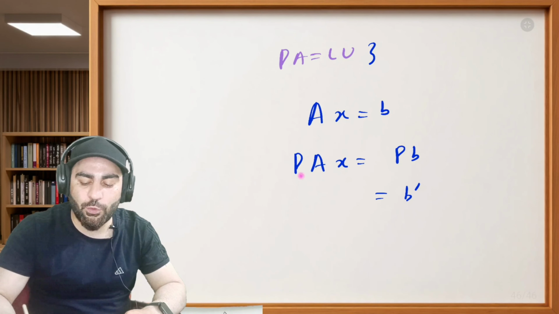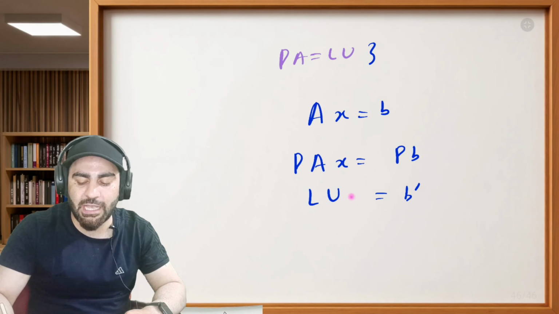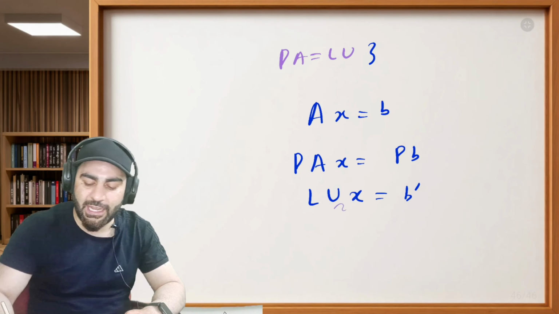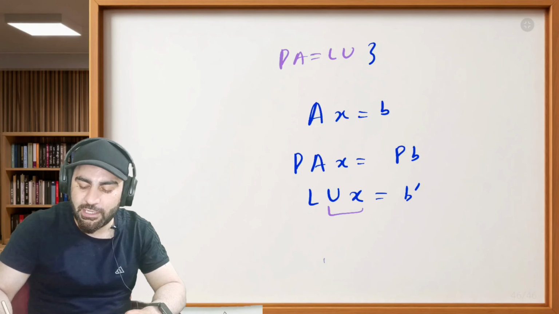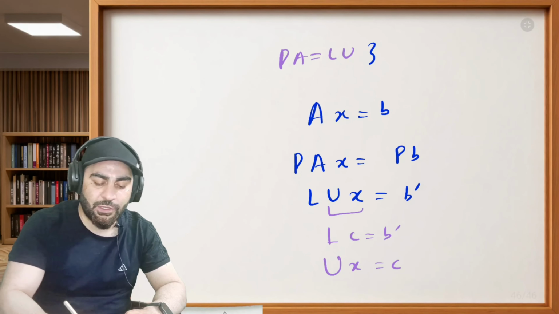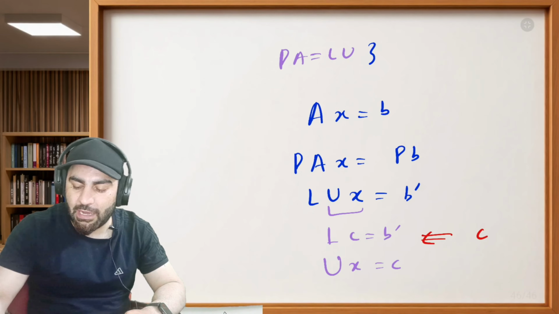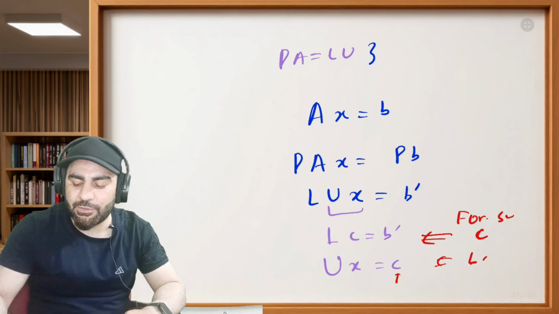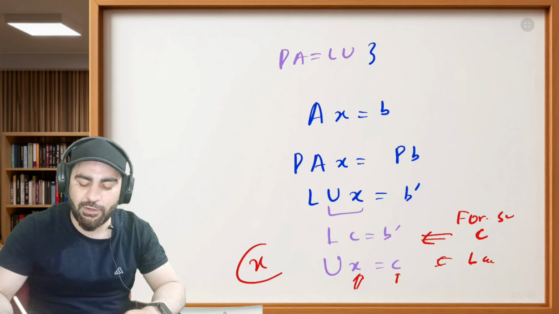Because PA is equal to LU, this is LU of X is equal to B dash. So I can again say UX is equal to C, and LC is equal to B dash. In forward substitution I'll get C, then I'll use this C, and from backward substitution I'll get this X. So I can solve it for X.